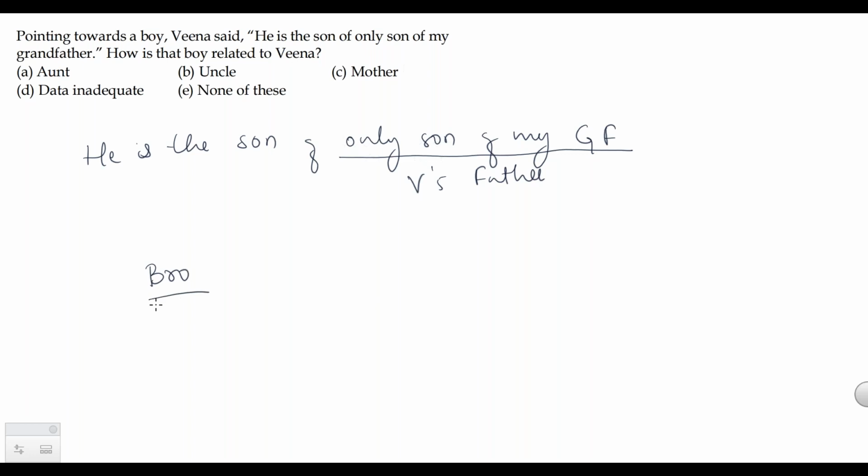But this is not the only possibility we get. Here we get multiple possibilities. Here we made an assumption in the first case. We assumed that Veena's grandfather means Veena's father's father. But there is one more possibility. Grandfather can be mother's father also. Right? I'll take this. Veena's mother's father. Veena's mother is this lady and her father is Veena's grandfather. Right?